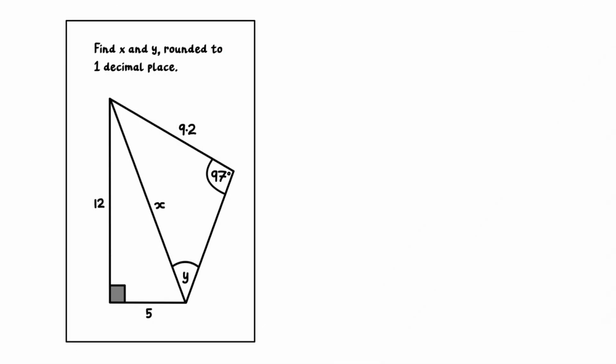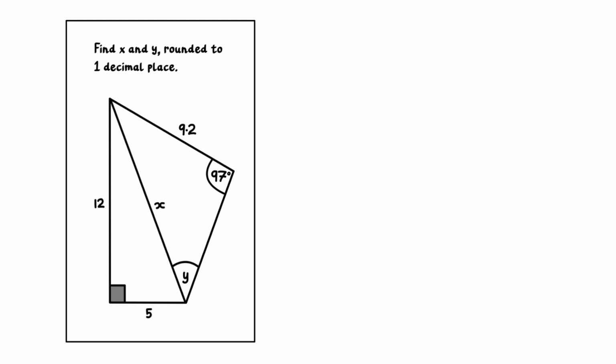In our final example, we are presented with a quadrilateral and asked to find the values of two unknowns, x and y. We have sides labelled with 12, 5 and 9.2. We also have a 90-degree right angle and a 97-degree angle. Let's start by finding the value of x.